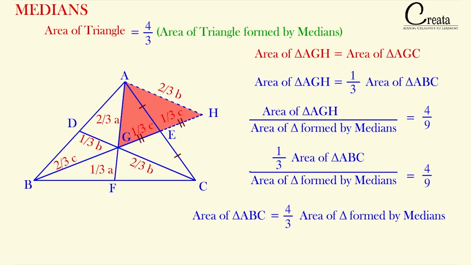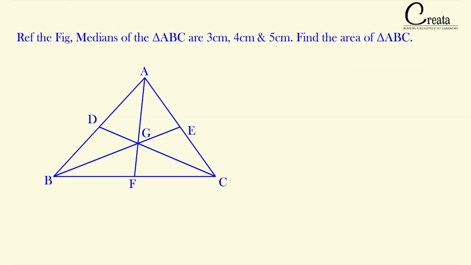So we got that area of triangle ABC is equal to 4 by 3 times area of triangle formed by the medians. This is a very important concept, you should remember it. And now you have understood how we got this formula. Let's take a small question based on this formula. The medians of the triangle are given as 3, 4 and 5 centimeter. We have to find the area of this complete triangle ABC.